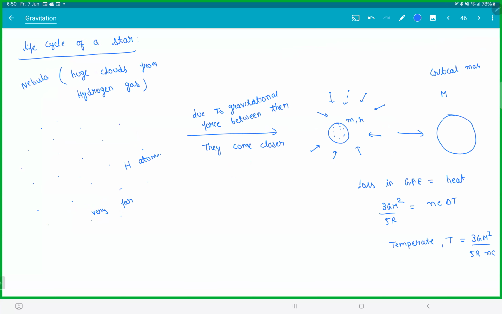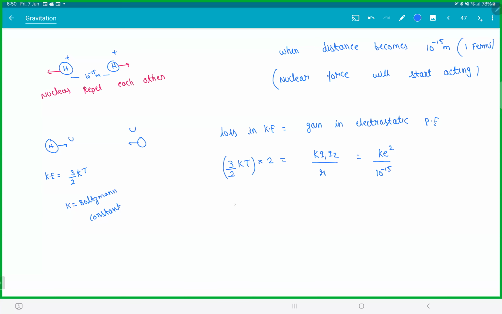And we know the T value from previously. So we can take the T and dump it here. So we get 3 kT is equal to, now we have to be careful, there are a lot of K's here. This is 4 pi epsilon. This is e square by 4 pi epsilon R. I will leave it like this. And R is 10 power minus 15. And we know the T value also from the previous one, which is 3Gm square by 5RMC. So substitute T here. From here, you'll get M. This M is your critical mass.